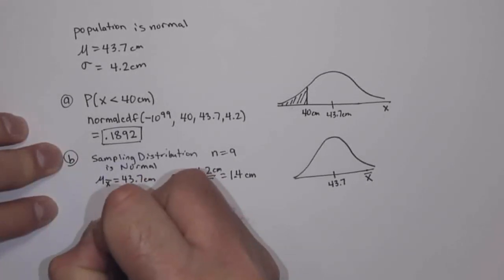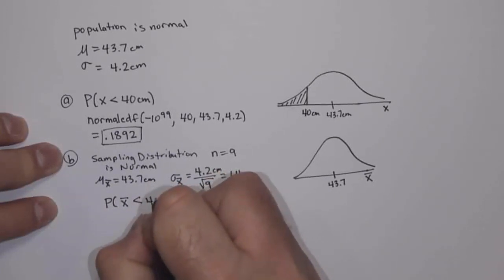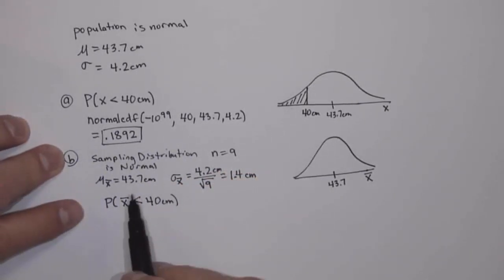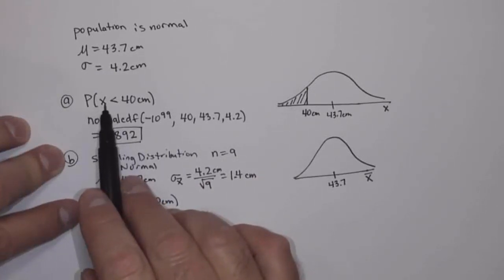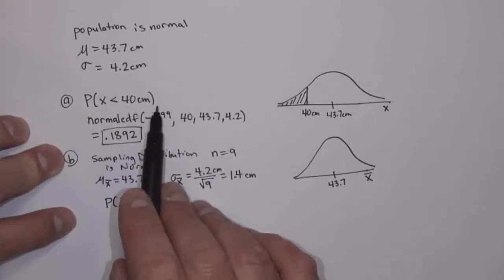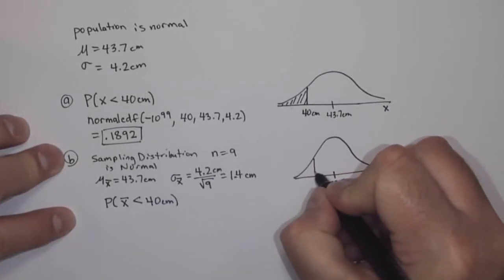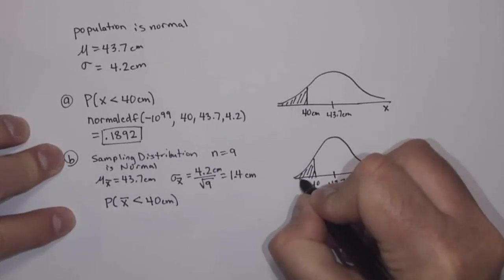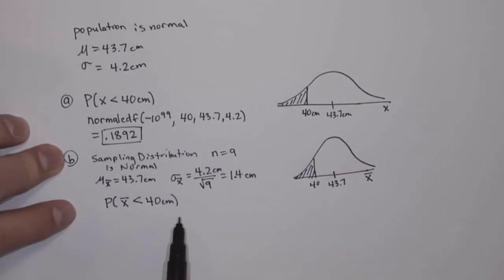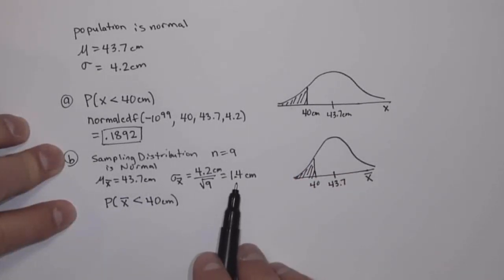So we're being asked, what is the probability that the mean is going to be less than 40 centimeters? Notice the difference in my notation. Here we were picking one guy, so I said, what's the probability that X is less than 40, like we used in the previous chapter? Here, though, it's not one guy, it's the mean of 9 guys. So I'm asked, what's the probability that X bar is less than 40? I work it basically the same way. That's still going to be this area right here. My mean's 43.7 because it's the same as the population, but my standard deviation's different.